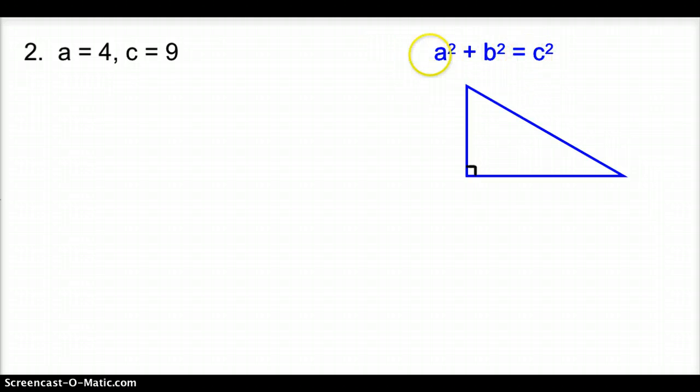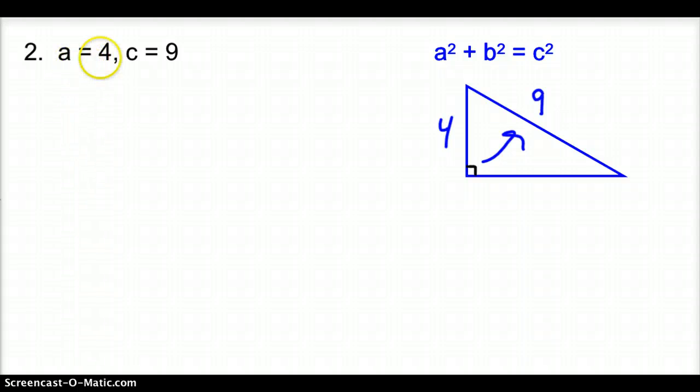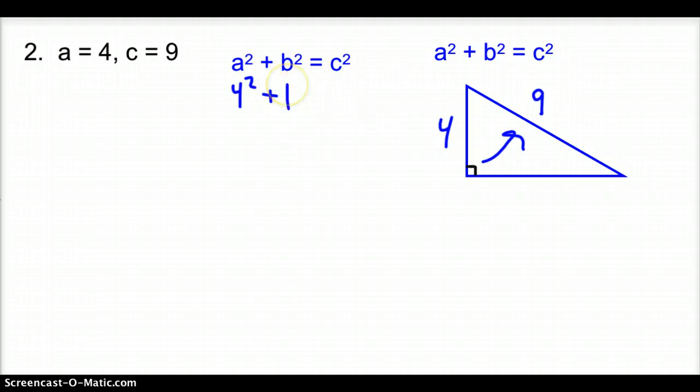Next, number 2. Now if it gives you just letters and numbers, a equals 4, c equals 9, you can go ahead and plug them right in, or if you want to, you can put them on your triangle. So I'm making this side a, and this has to be the hypotenuse, right? Because it is across from the 90-degree angle. Just remember, it does not matter what the a and the b is, but it does matter that the c is the hypotenuse. So again, I'm going to use our awesome formula, the Pythagorean theorem, and plug things in. So a was 4, plus b squared equals 9 squared.